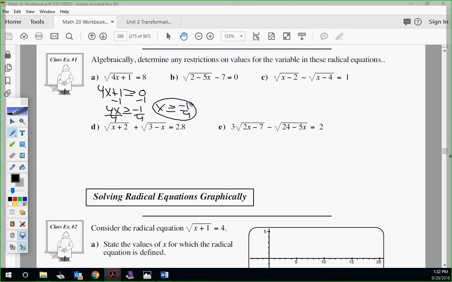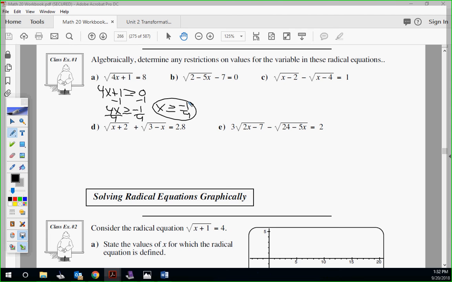So again, we said 0 works. Watch. If I try negative 1, negative 1 is less than that, right? Negative 1 times 4 is negative 4. Negative 4 plus 1 is negative 3. We have a problem. Okay? Negative 1/5 would work. Yep, negative 1/5 would work because negative 1/5 times 4 is negative 4/5. Negative 4/5 plus 1 is a positive 1/5. You can do that.